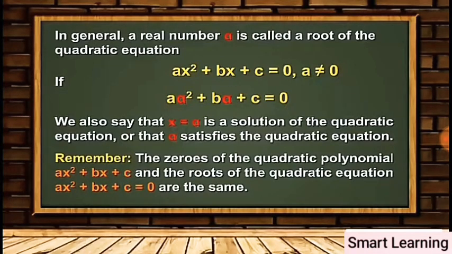Always remember that the zeros of the quadratic polynomial ax square plus bx plus c and the roots of the quadratic equation ax square plus bx plus c is equal to 0 are the same, as roots and solution of the equation. We also know that a quadratic polynomial can have at most 2 zeros. So any quadratic equation also can have at most two roots.